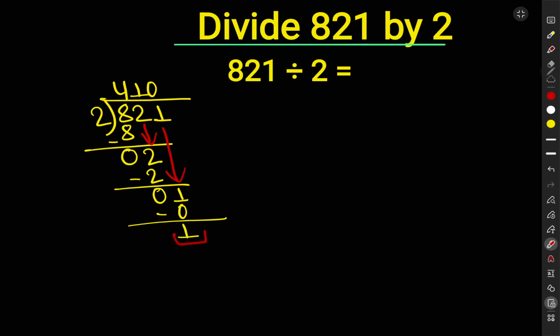So now this 1 is less than 2 and there is no other number to put down. So we take a decimal here so that we put 0. So it is 10 and 2 times 5 is 10. On subtracting we get 0. So 821 divided by 2 is 410 decimal 5.